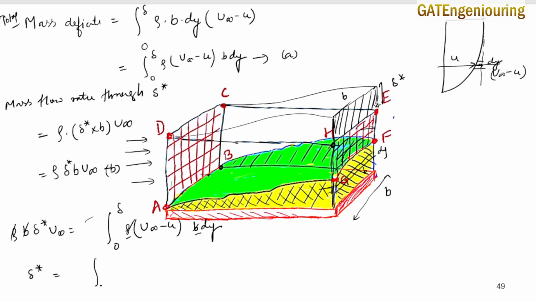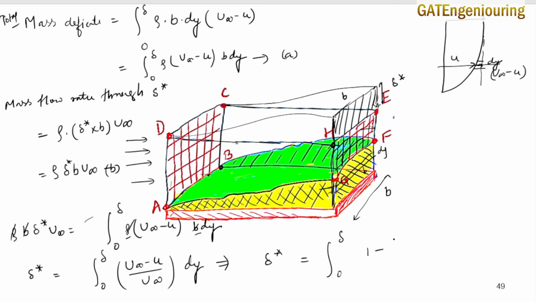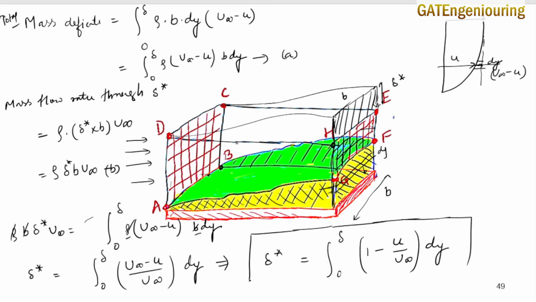And what I will be having, if I want to rewrite the expression of displacement thickness, is the integral from 0 to delta of (u infinity minus u) upon u infinity into dy, or simply the delta star expression becomes the integration over the range of 0 to delta of 1 minus small u upon u infinity into dy. So this is the expression of displacement thickness.